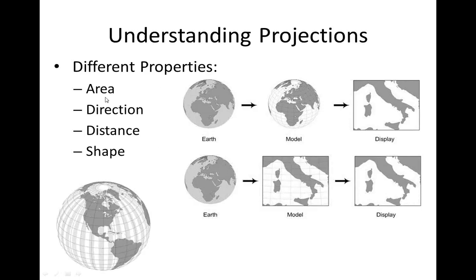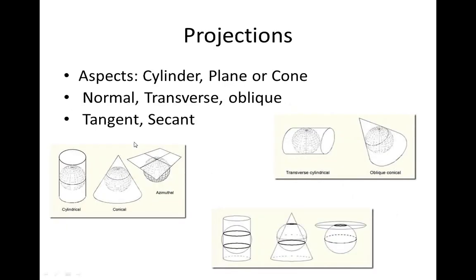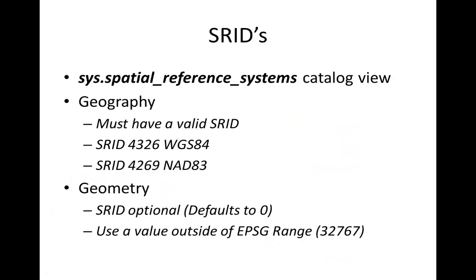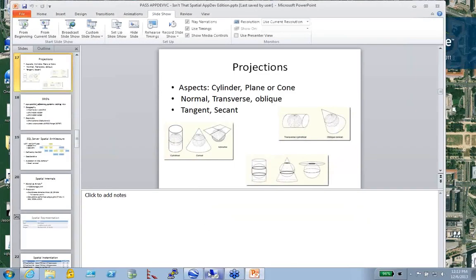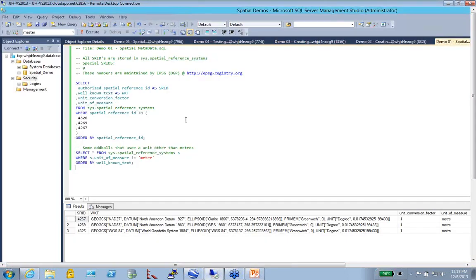The different projection models will have different distortions, either within the area, direction, distance, or shape. And these are just some of the different types of projections and how they go about best fitting the given model of the Earth. So what we can do is go into some demos.